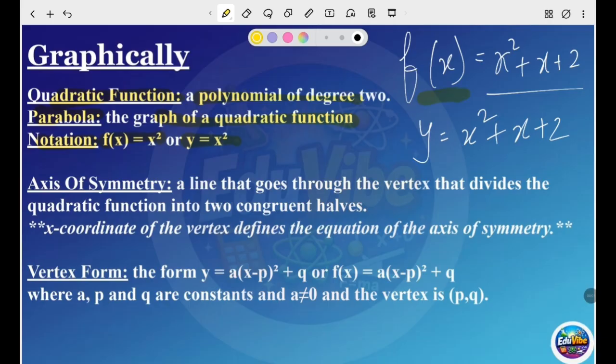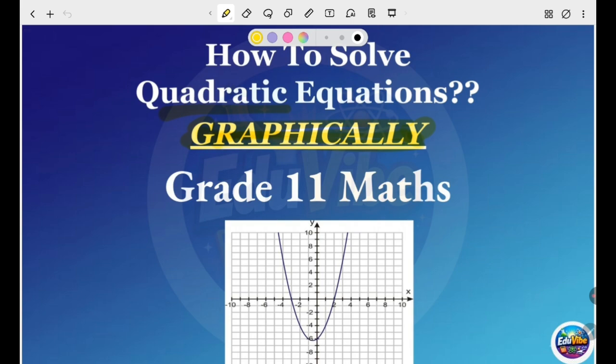Now, in the graphical method we have the axis of symmetry. This is a term we use often, a characteristic of the graph. We have many characteristics that we will discuss later, but the axis of symmetry is the line that goes through the vertex and divides the quadratic function into two congruent halves. In the quadratic function we see the parabola, the name of that graph, which has a curve like this.